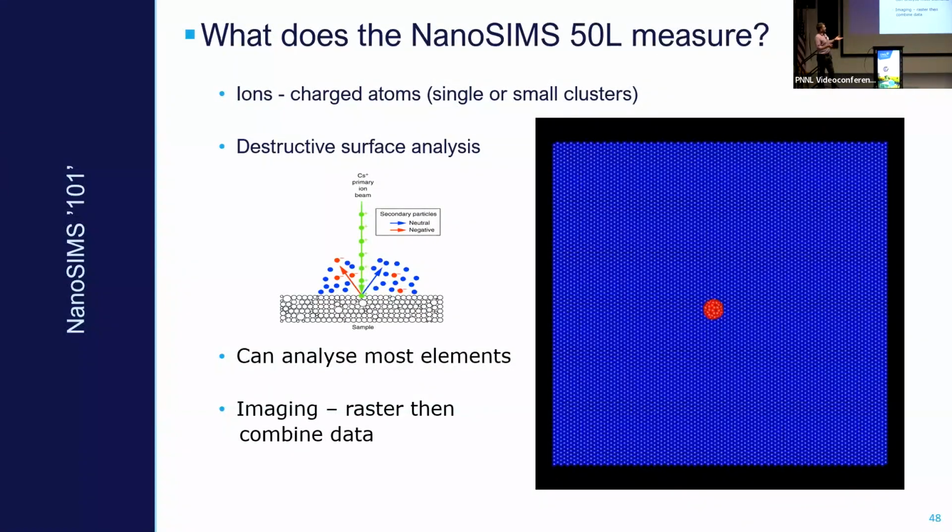The name NanoSIMS is actually just the manufacturer's name for the machine that does nanoscale secondary ion mass spectrometry. So what exactly does it measure, you ask? Well, put simply, it just measures ions, which are just charged atoms, be they monoatomic or small polyatomic, negatively or positively charged. It's a destructive surface analysis.